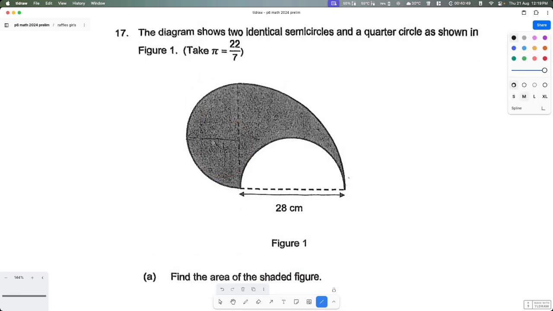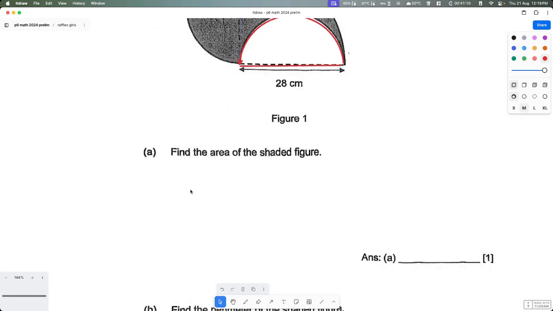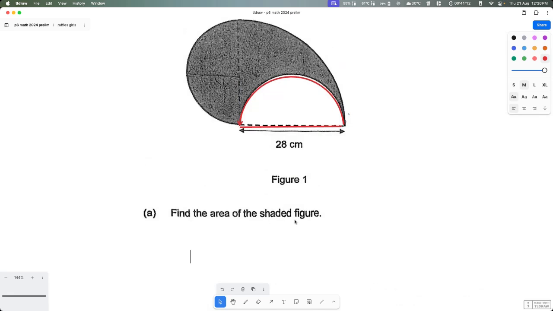So technically, hear me out. If you want to get the area of the shaded figure, you can technically just get this area over here, and then you can just move it down here, and then it will just be one quarter circle. Right? So I think it's 1 mark. It's pretty obvious.